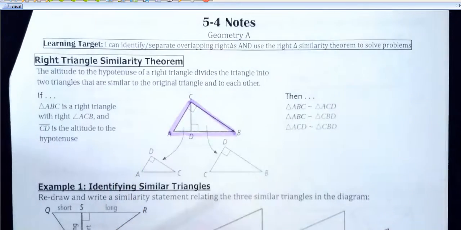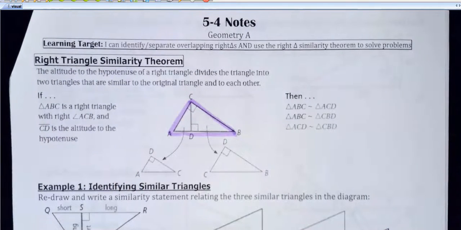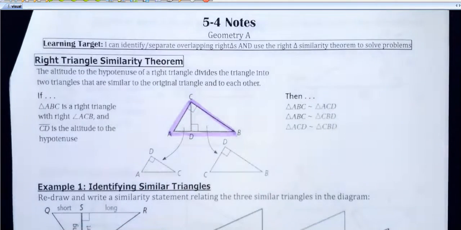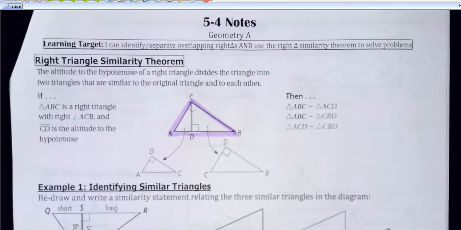Okay, now what this theorem is going to say is if you have a right triangle and it says the altitude, or they also call that the height, you know, area is 1/2 base times height when you do a triangle. So the height goes from C to D in that diagram there. The altitude, if we draw it from the right angle to the hypotenuse in that fashion, is going to create 3 different triangles that are all similar to each other.